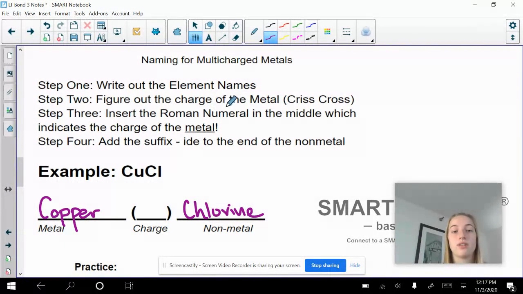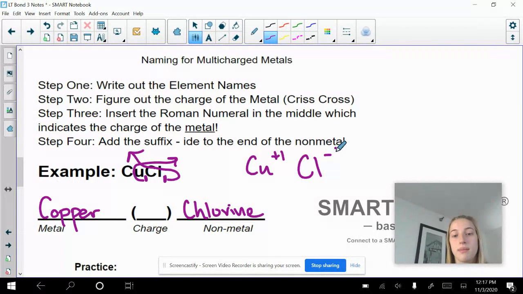Then I need to figure out the charge of my metal using my crisscross method. So I have 1 down here for each of these, my invisible ones. I'm going to bring them up. That's going to tell me my charge for each. So in this case, our copper has a +1 charge, and our chlorine has a -1 charge. So I just did that crisscross, and it told me that each one is 1.